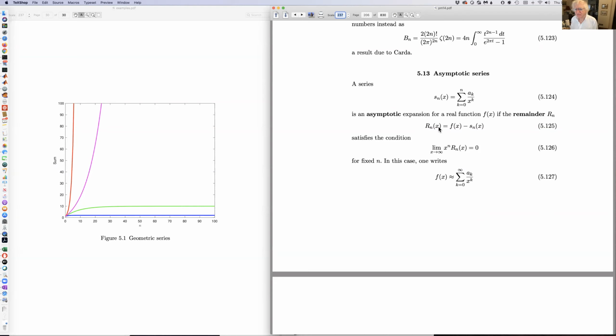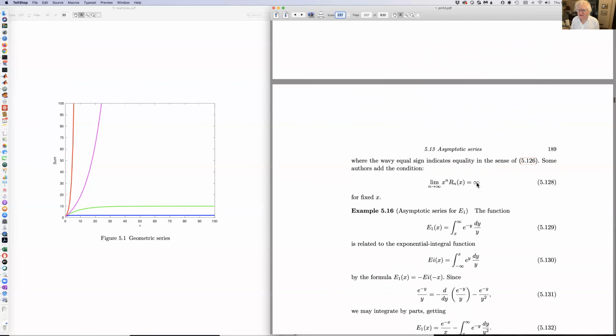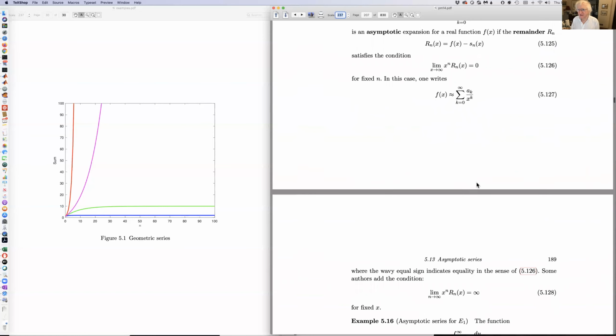Well, suppose the remainder, or the error, is the difference, of course. And suppose the error times x to the n, in the limit of x going to infinity, is 0 for fixed n. Then we can say f is the sum from k to infinity of a_k over x to the k. So it's equality in this sense, namely that this series is really good as x goes to infinity. And you see, as x goes to infinity, it's the first few terms that are important.